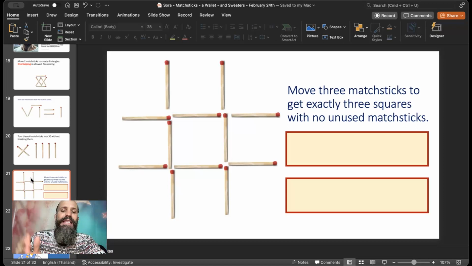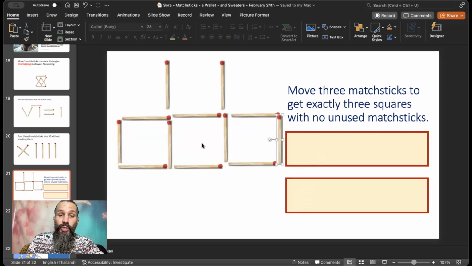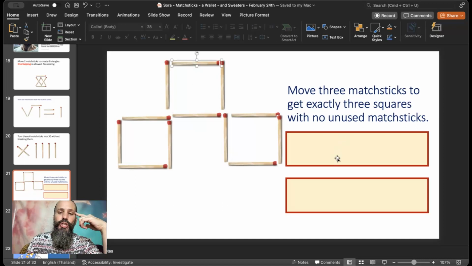Move 3 matchsticks to get exactly 3 squares with no unused matchsticks. To do this, we could bring this one up here, and I could do 2, and I've got 3 squares, but these are unused. But we got 3 moves. So then I'll ask, if you haven't got the answer yet, we need to move 1 to get 3 squares. We have 3 squares, but you can move 1 to get 3 squares with no unused matchsticks.